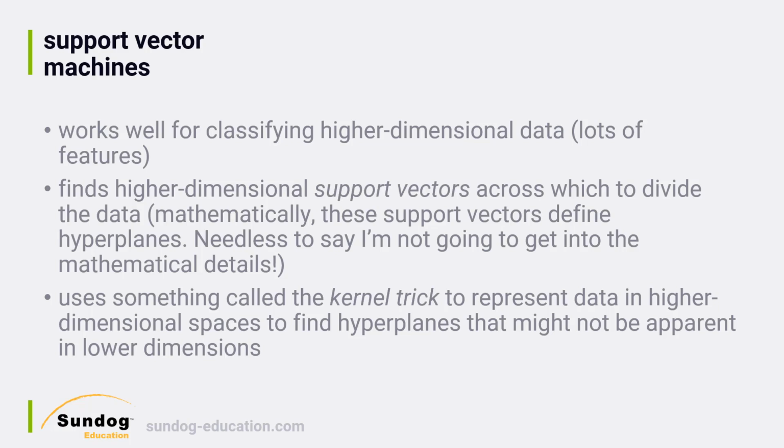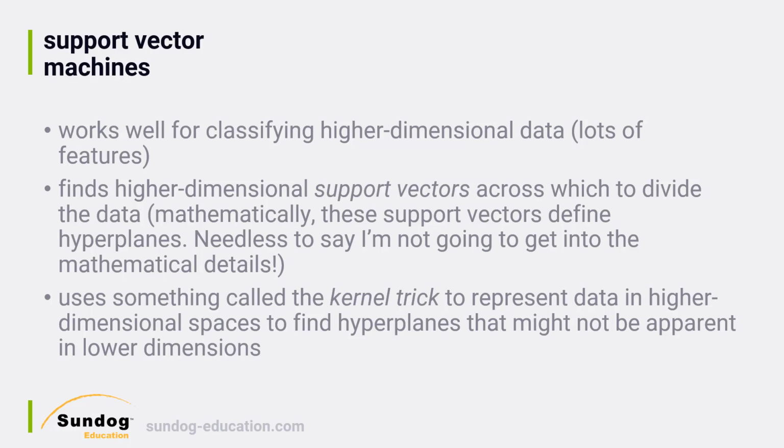They're very useful for classifying higher dimensional data, where we have lots of different features that we're trying to evaluate together at once, like all the different pixels in an image coming from your self-driving car's camera, for example. The idea is that it finds higher dimensional support vectors across which to divide the data. So from a mathematical standpoint, these support vectors define hyperplanes that separate your data into different classifications.